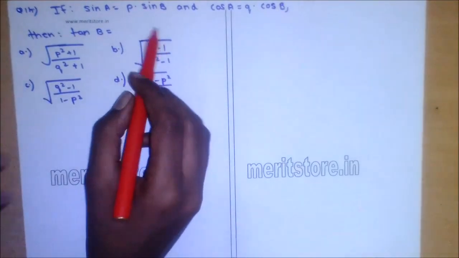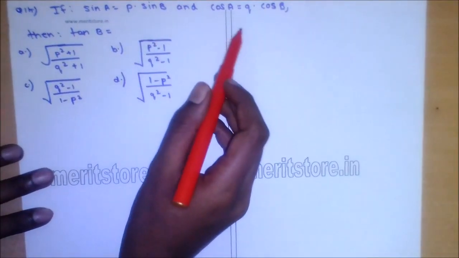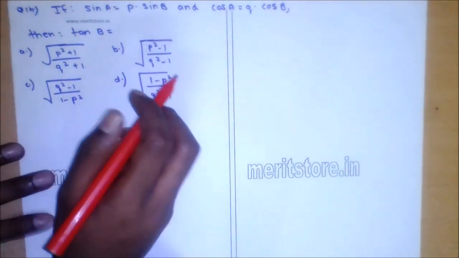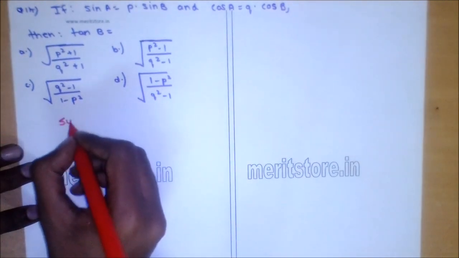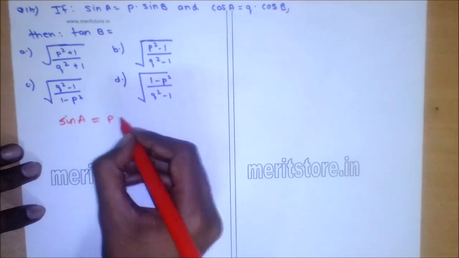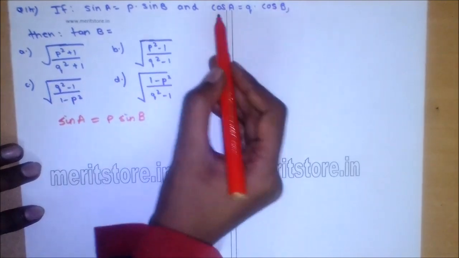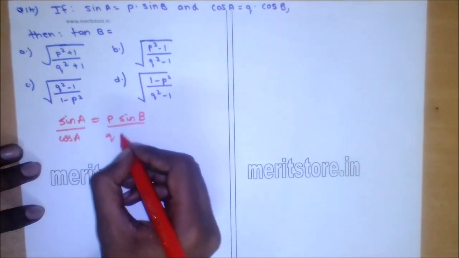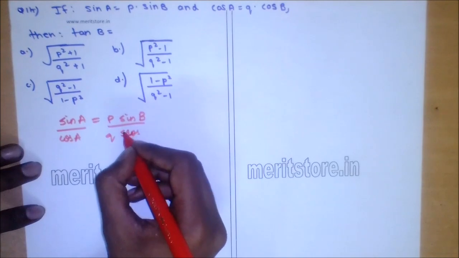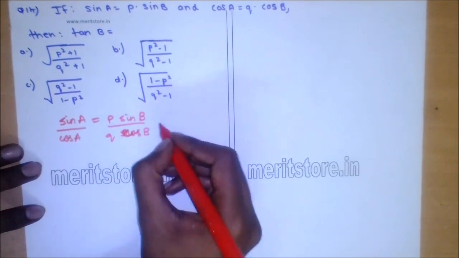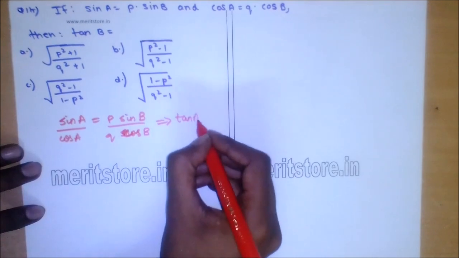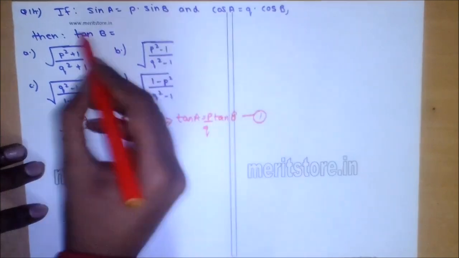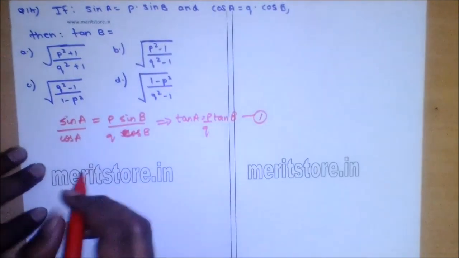So conditions are given: sin A equals P sin B and cos A equals Q cos B. We have to find the value of tan B. So these are the options. Now first, sin A equals P sin B. So first we divide these two equations. So we have sin A upon cos A equals P sin B upon Q cos B. This gives us tan A equals P by Q tan B. We found a relation between tan A and tan B. So let this be equation 1.